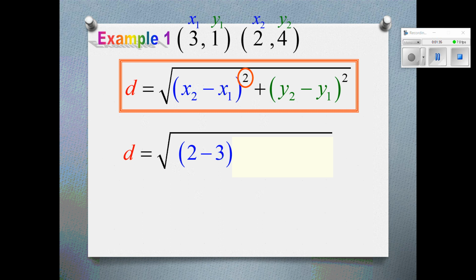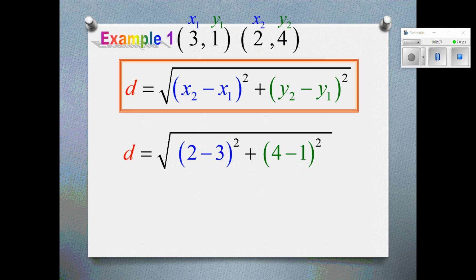Make sure that you square that. Then you're going to do the same thing with the y's, but you have to do them in the same order. So because we used the 2 first, when we subtract the y's, we're going to use the 4 first. So it's going to be 4 minus the other y, which was 1. So look here. We subtract the x's, 2 minus 3, in the first set of parentheses. We subtract the y's, 4 minus 1, in the second set of parentheses, and then we square.